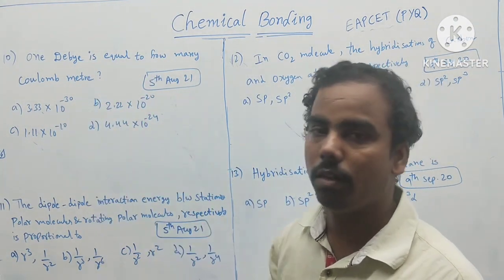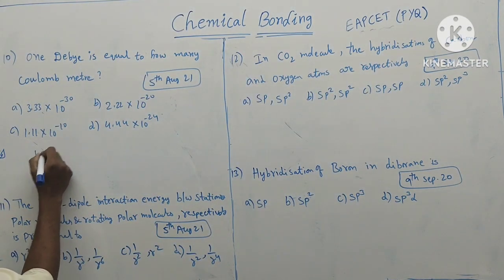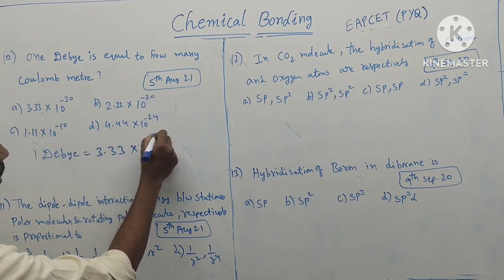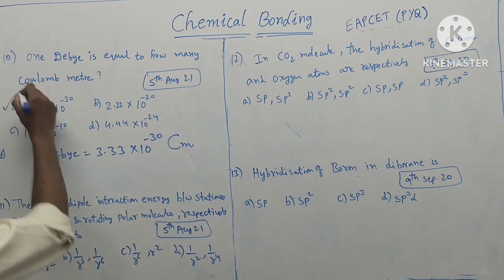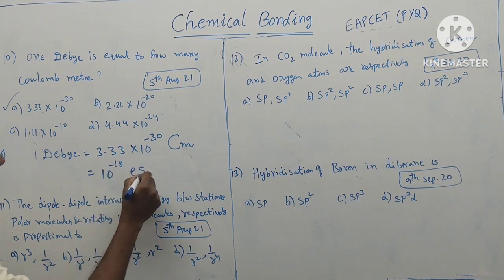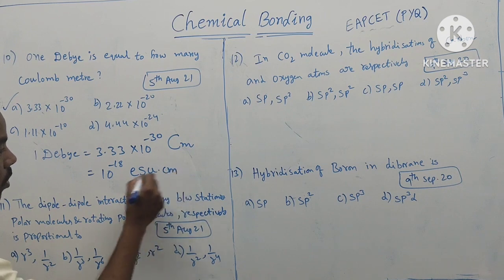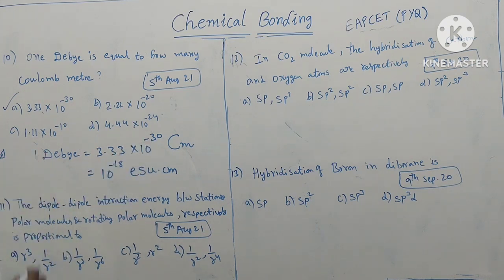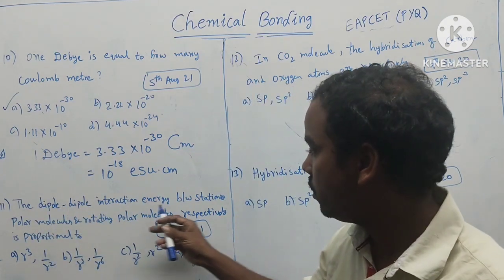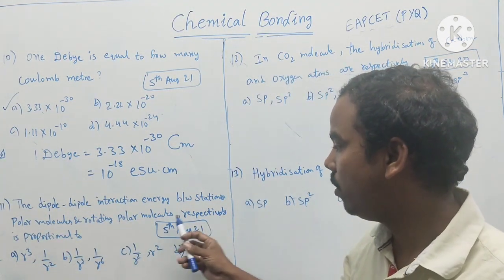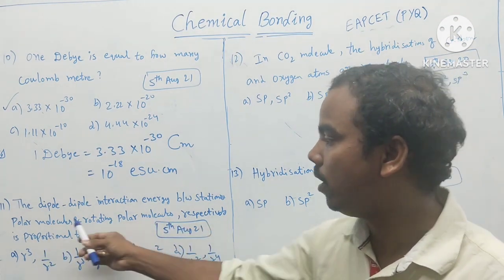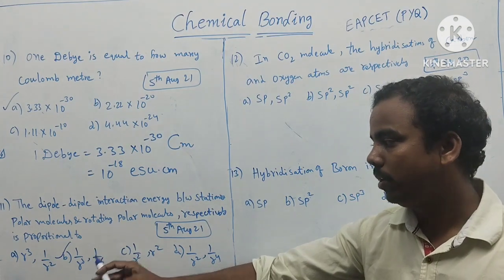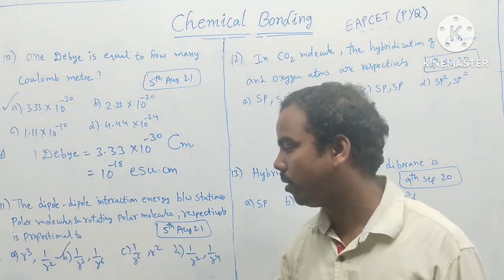One debye is equal to how many coulomb meters? Very important one. 1 debye is equal to 3.33 into 10 to the power of minus 30 coulomb meter, capital C small m. Direct bit. In electrostatic unit centimeters, it is 10 to the power of minus 18. In coulomb meters, 3.33 into 10 power minus 30. Next question, the dipole-dipole interaction energy between stationary polar molecules and rotating polar molecules respectively is proportional to. For stationary polar molecules it is 1 by r cube, for rotating polar molecules 1 by r power 6. So it is also direct bit.